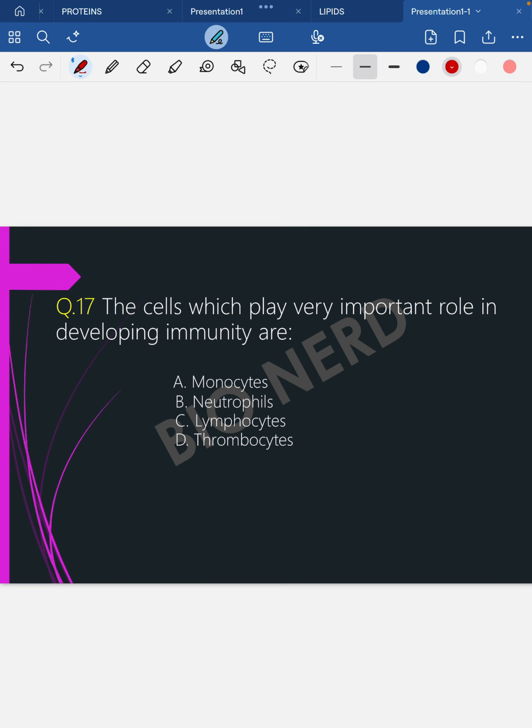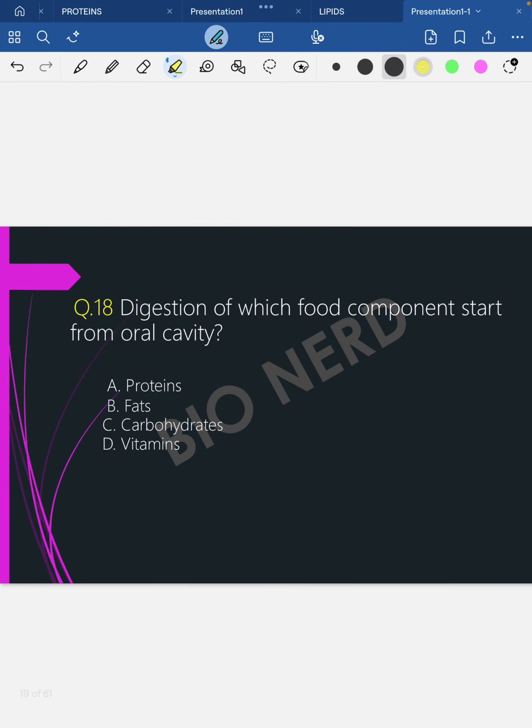17. The cells which play a very important role in developing immunity. So remember, developing immunity means he's talking about the third line of defense, and you know very well that in the third line of defense lymphocytes are the cells which are responsible for developing the immunity, T lymphocyte as well as B lymphocyte. So Charlie will be the right option here. 18. Digestion of which food component starts from the oral cavity? Very easy. In saliva, the major enzyme present is salivary amylase, and it is responsible for the digestion of carbohydrate. So Charlie will be the right option.